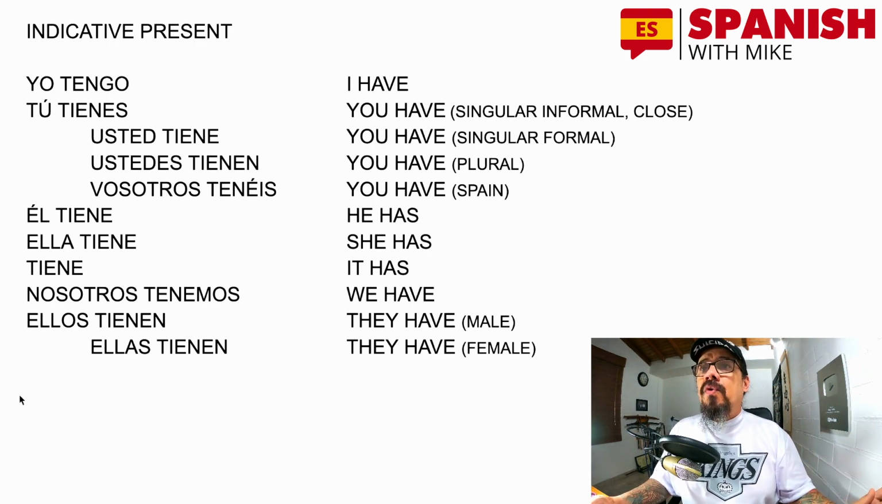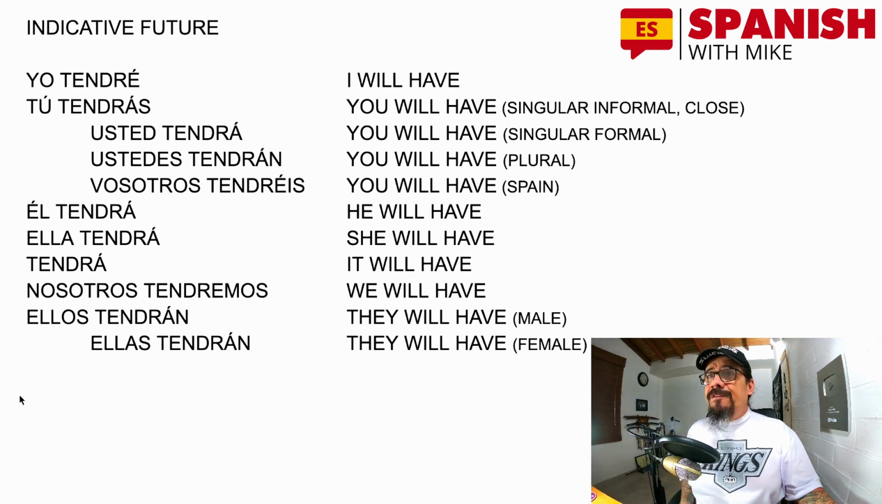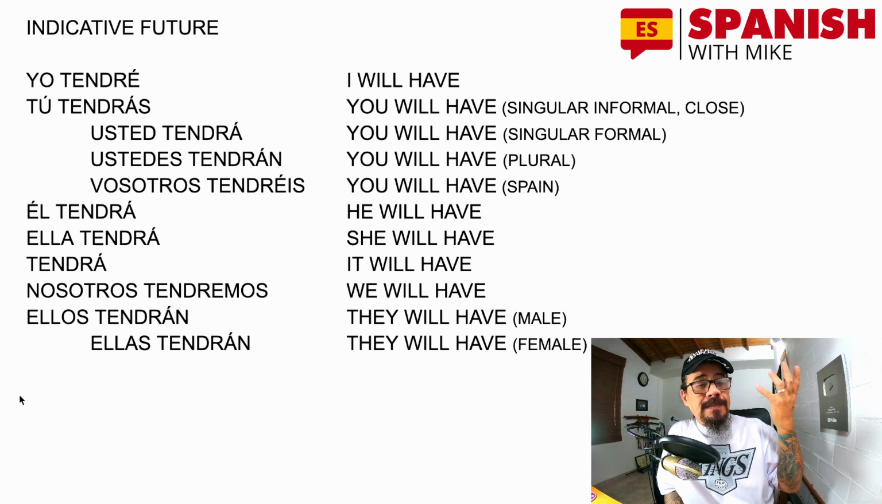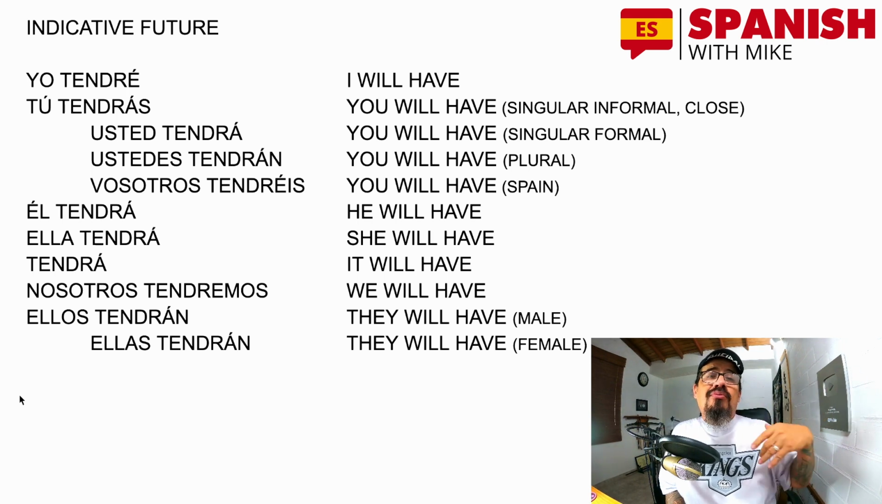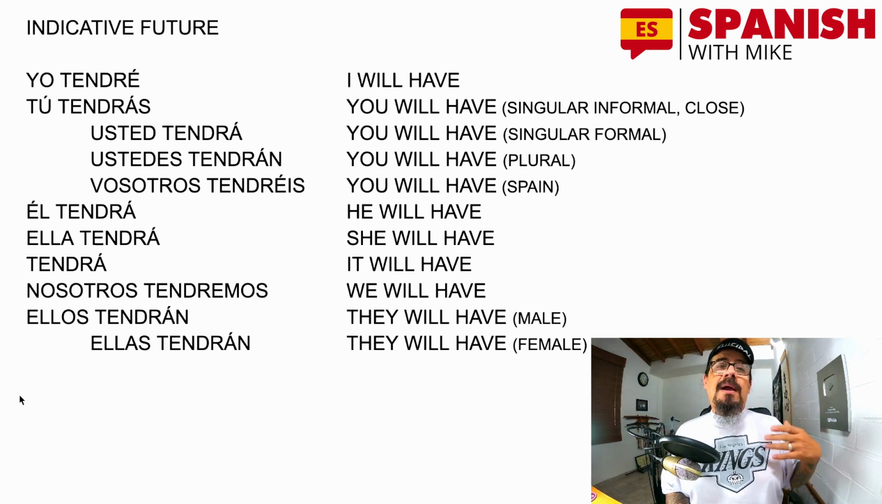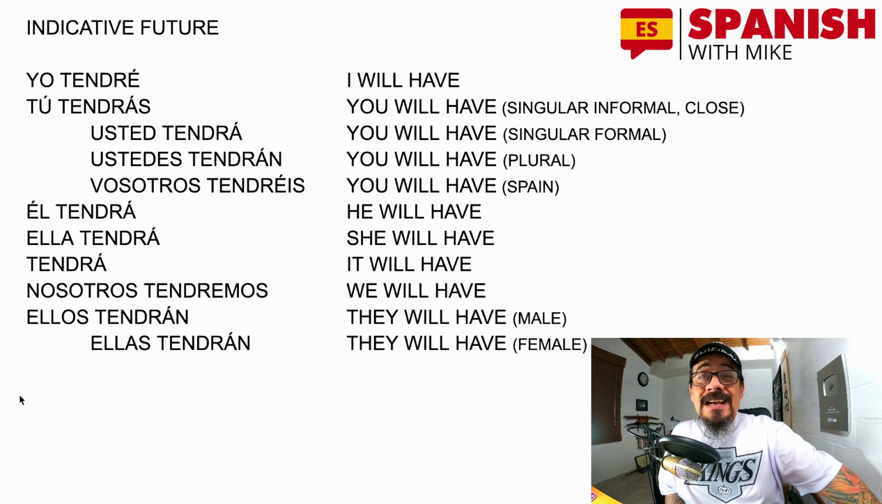That's for simple present. When we go to the simple future, we have yo tendré. Remember, this is an irregular verb, so there are no rules. We basically need to practice a lot and get used to the conjugations and learn them by heart, by practicing, repeating a lot. So, building a lot of sentences.